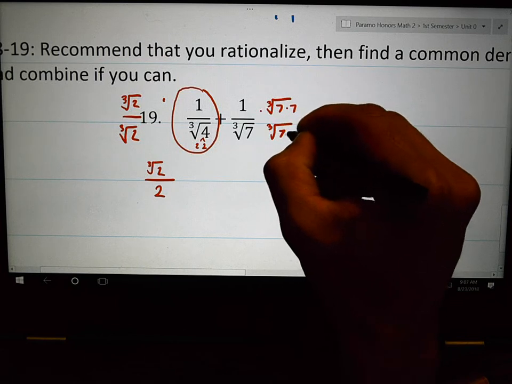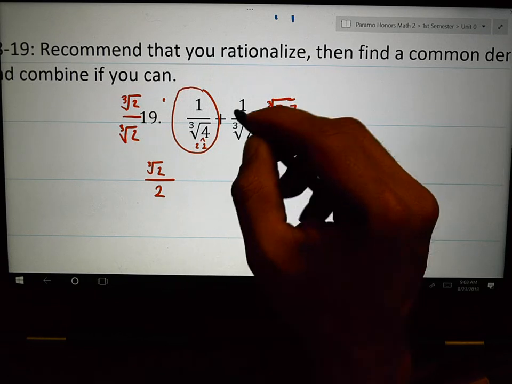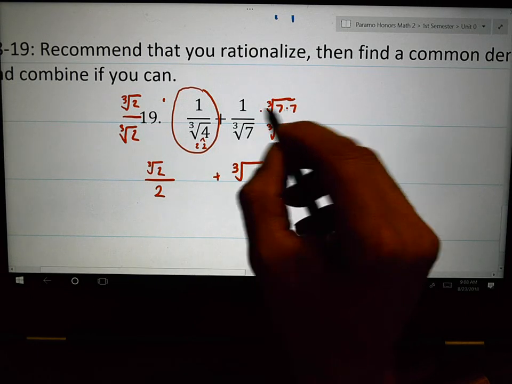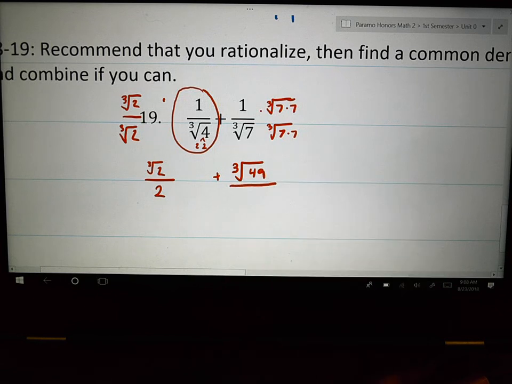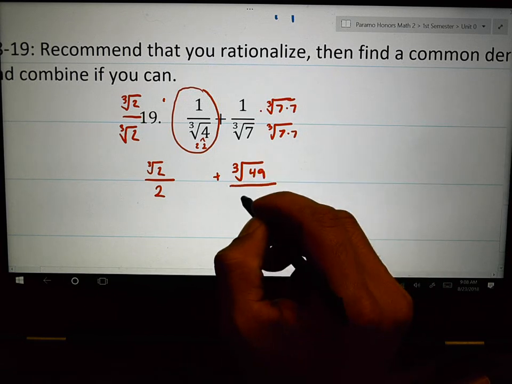Therefore, I have to multiply by the third root of 7 times 7. That means that this numerator, when there's nothing to simplify, you put it back together, is the third root of 49. This denominator is 7.